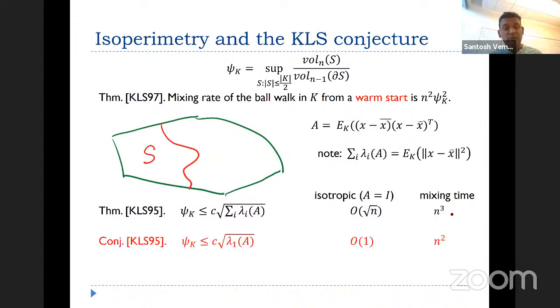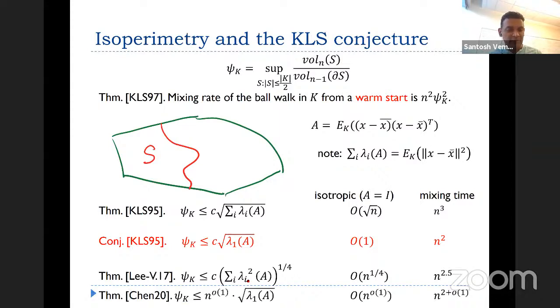Now, they conjectured, though, that it only depends on the largest eigenvalue. This is the KLS conjecture, that it depends only on the largest eigenvalue, in which case, the largest eigenvalue in the isotropic case, which means all eigenvalues are one, is order one, and the mixing time would be n squared. A few years ago, we refined their bound to show that it's in fact the fourth root of the sum of squares of the eigenvalues, so somewhere in between the conjecture and the theorem. This means n to the 1/4 and gives an n to the 2.5.